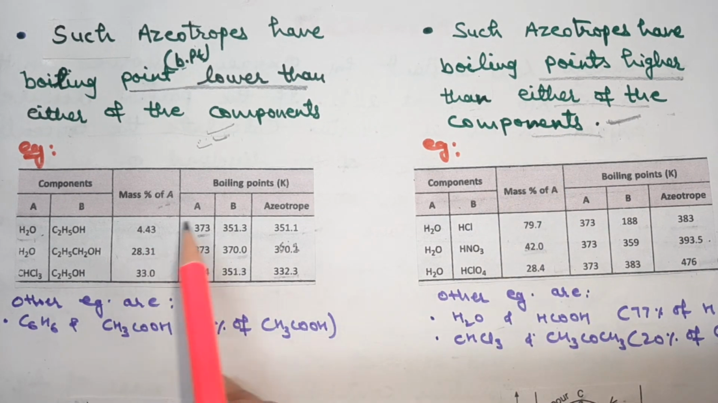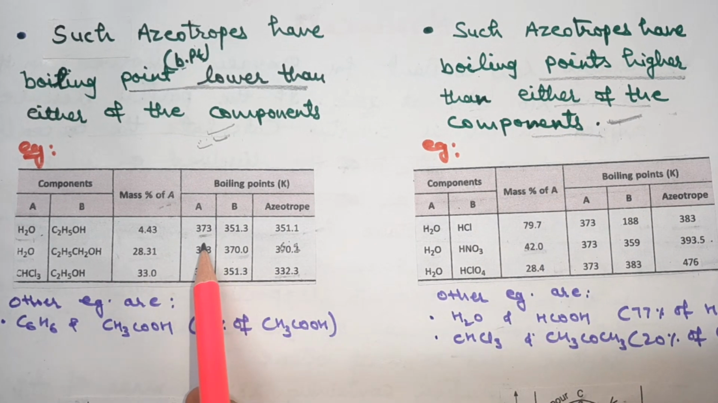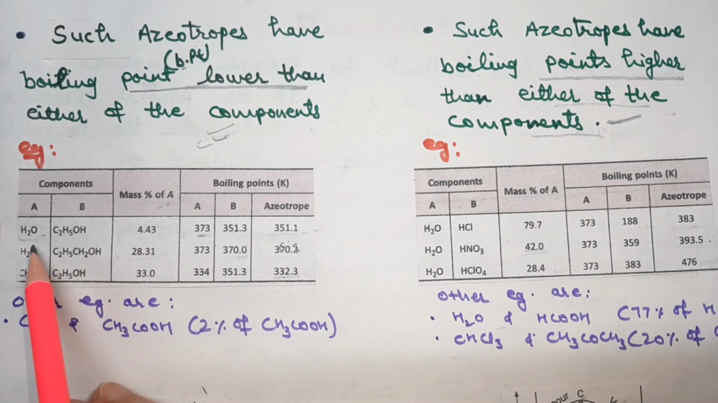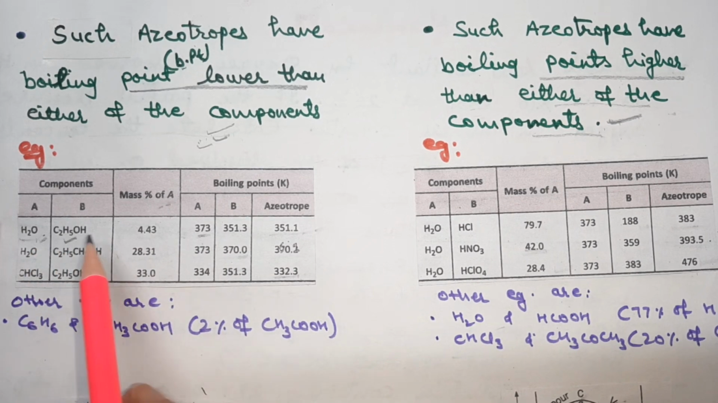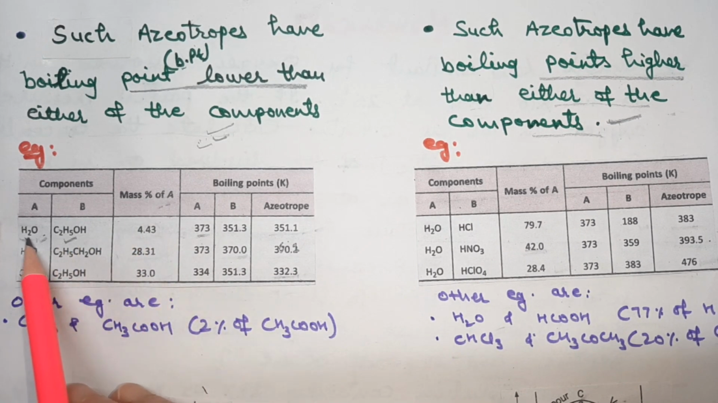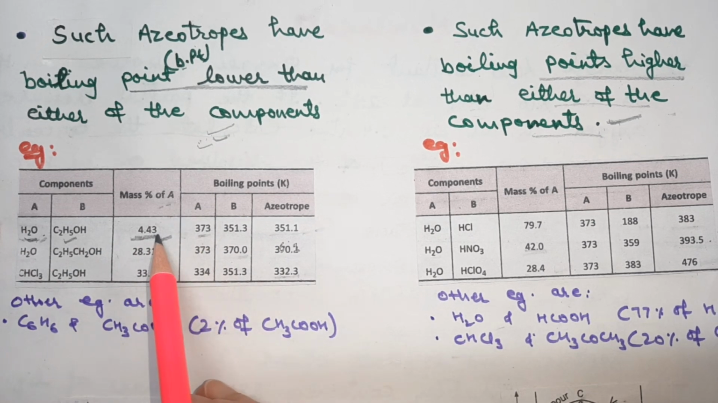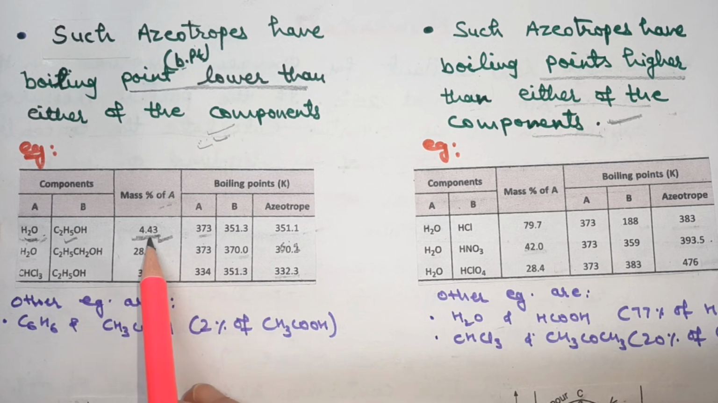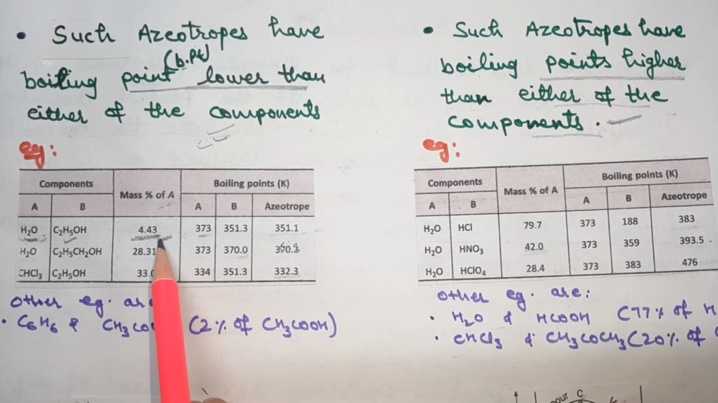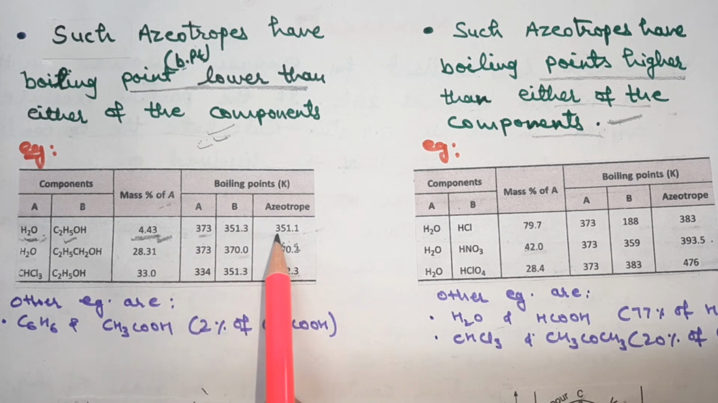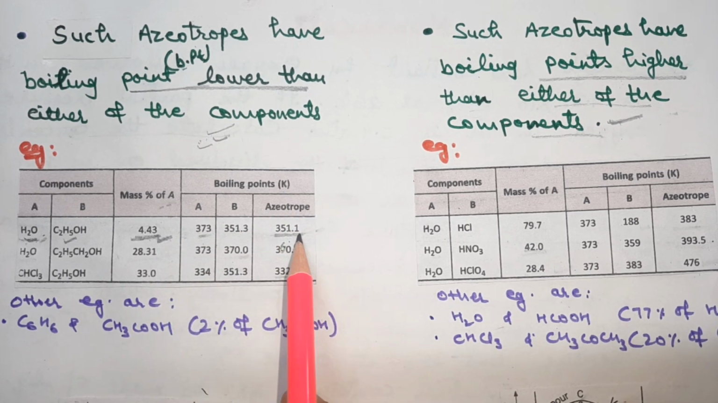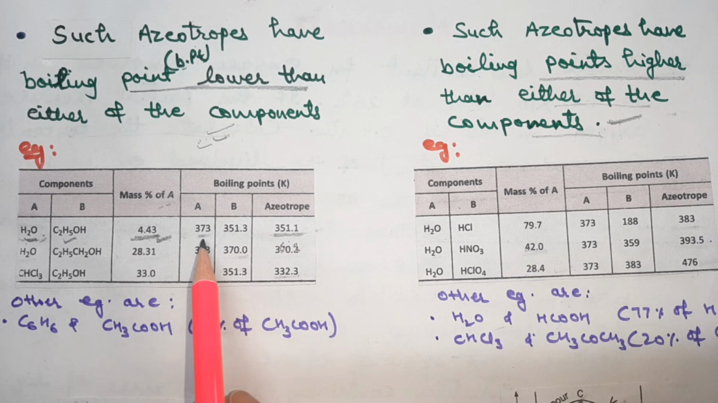तो सबसे पहले हम मिनिमम बॉइलिंग एजियोट्रॉप्स के एग्जांपल्स को डिस्कस कर लेते हैं. फर्स्ट एग्जांपल है मिक्सचर ऑफ वाटर एंड इथेनॉल. सो जब मास परसेंटेज वाटर की 4.43 पे पहुंचती है, तो एजियोट्रॉपिक मिक्सचर फॉर्म होता है. So this is the example of minimum boiling azeotrope. So this can be shown here.